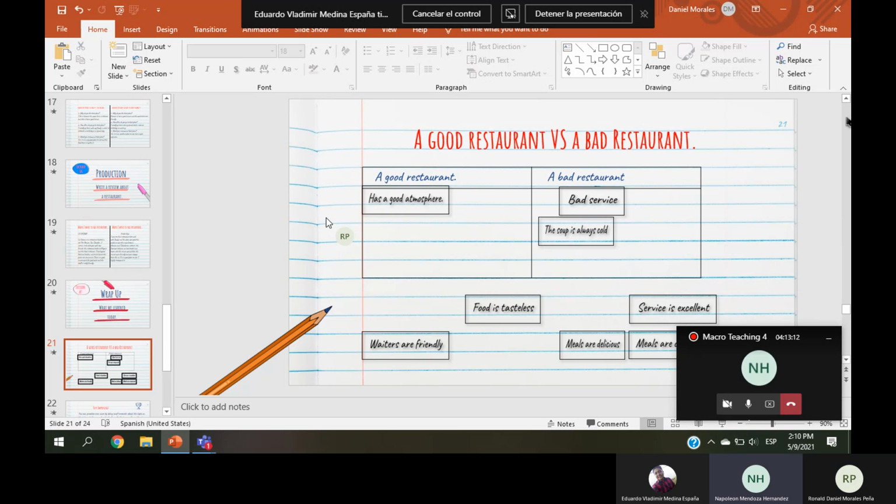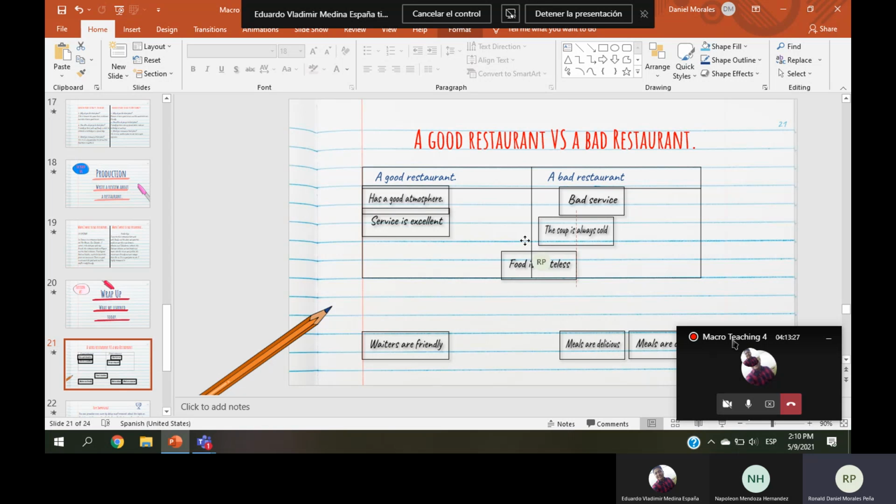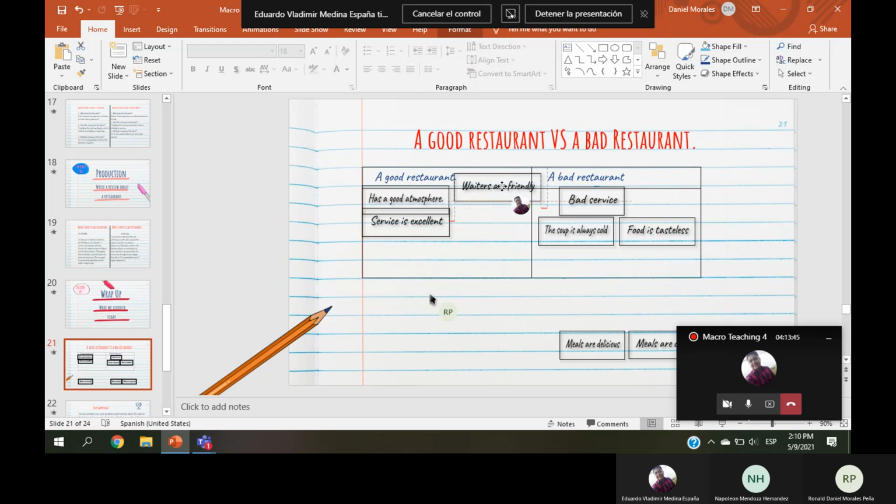Okay, Eduardo. Now service, continue. Excellent. Food is tasteless is a characteristic of also a bad restaurant, when food is not worth our money. Waiters, I think that is really important because they have contact with us, and if we don't like the way they treat us, sometimes we are going to have a bad service.